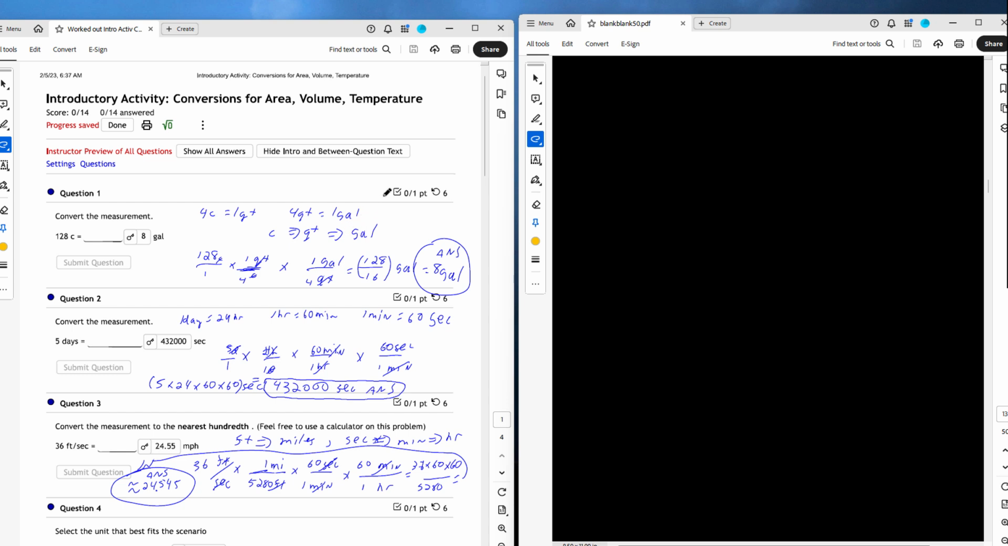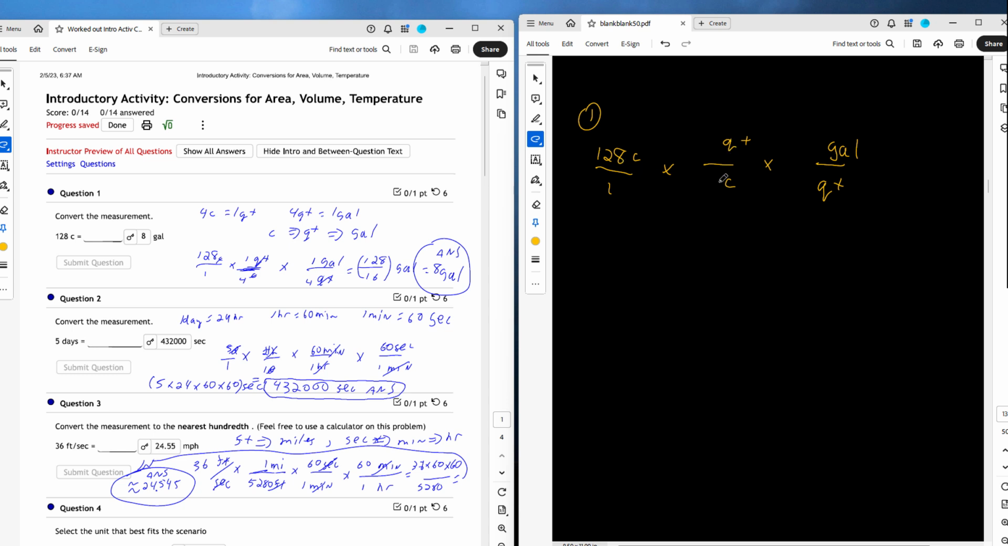So I'll start out with cups. 128 cups, and I want to convert cups into quarts, and then I want to convert quarts into gallons. So conversion happens at the expense of cancellation.